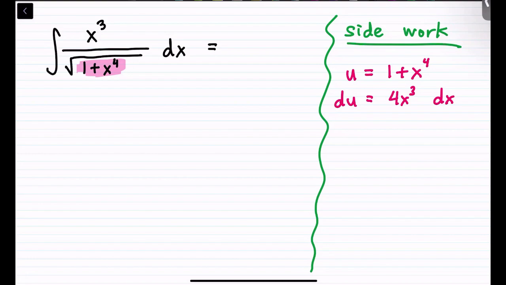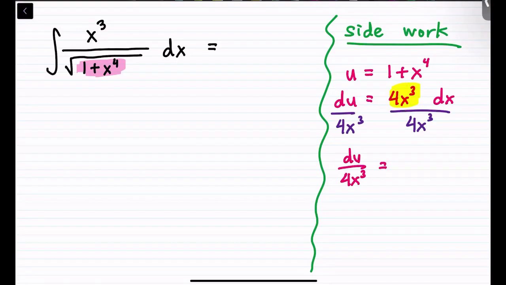Next, we will want to isolate the dx. So we'll do that by getting rid of 4x cubed. So I'm going to divide both sides by 4x cubed. So for the left-hand side, I have du over 4x cubed is equal to, and for the right-hand side, these 4x cubed cancel out, and so we're just left with dx. So we have finally isolated the dx.